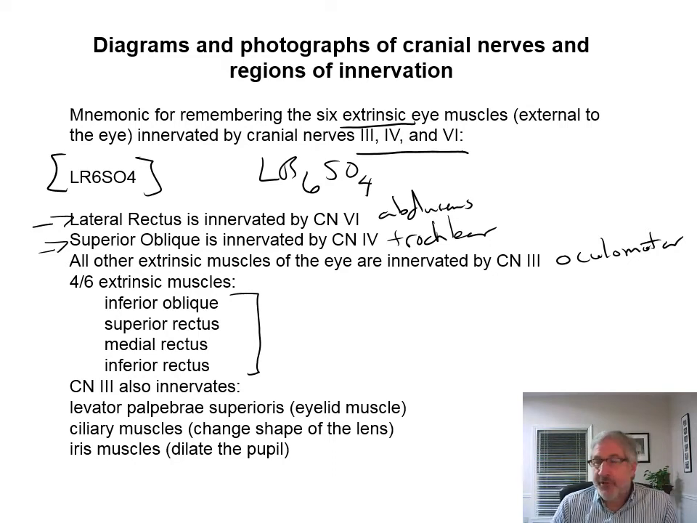Cranial nerve 3 also innervates the levator palpebrae superioris, which is an eyelid muscle, so it brings your eyelid up. And then the ciliary muscles change the shape of the lens, as well as the iris muscles, which dilate the pupil.